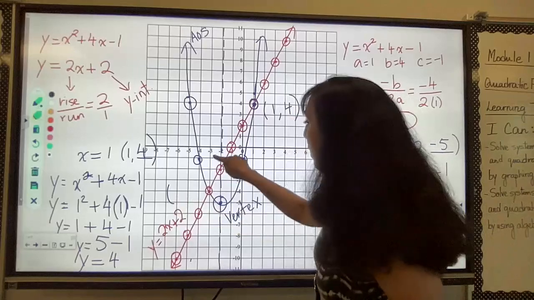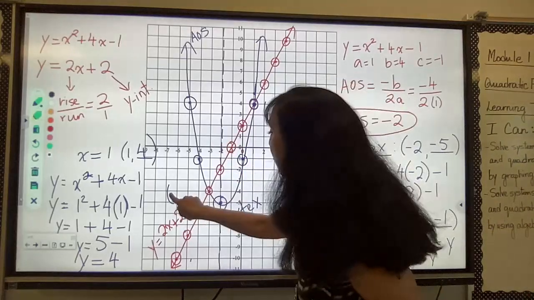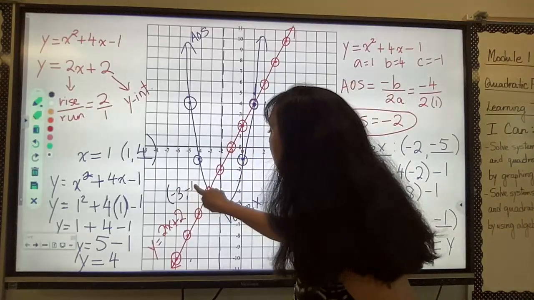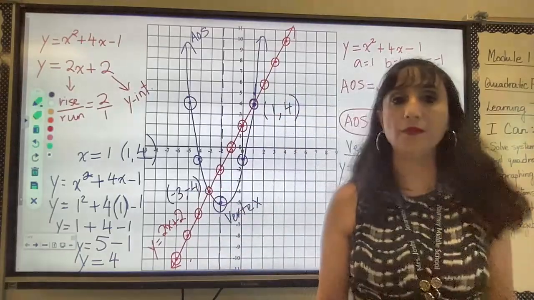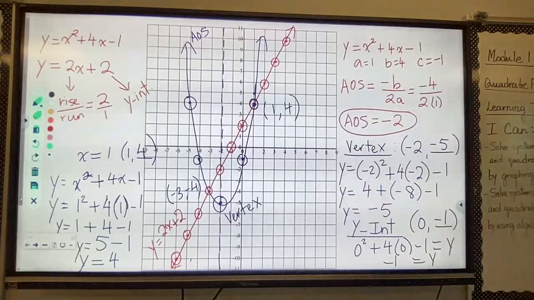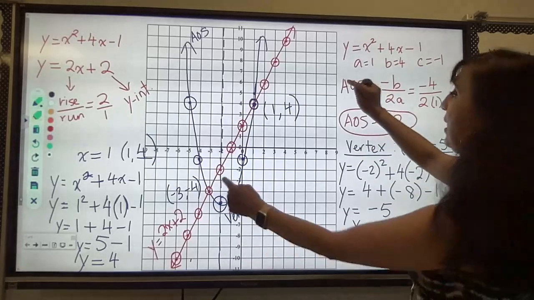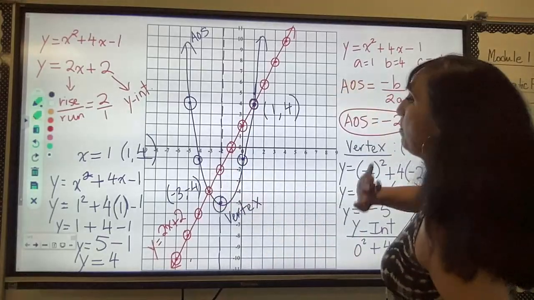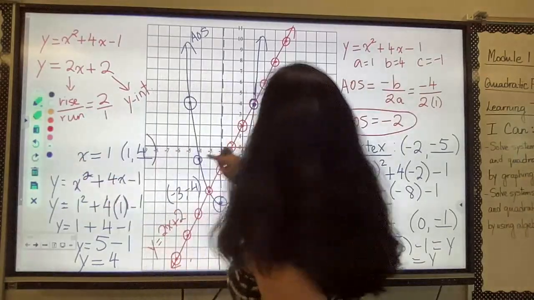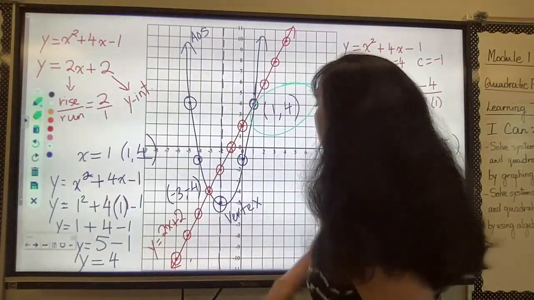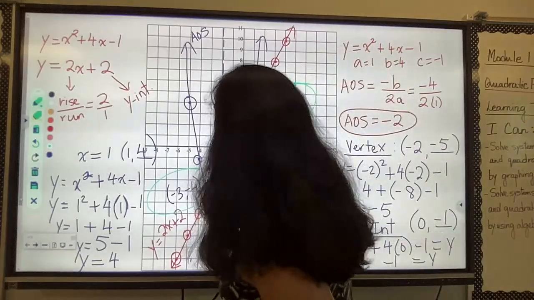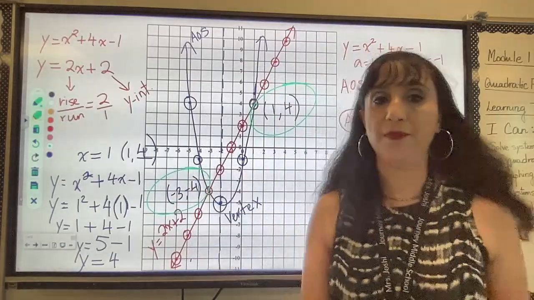And what is this one? Negative 3, negative 4. Okay? So when I look at that, that is definitely going to be my solution because the points of intersection, the graphs are intersecting at these two. So what is my solution? My solutions are 1 and 4 and negative 3, negative 4.